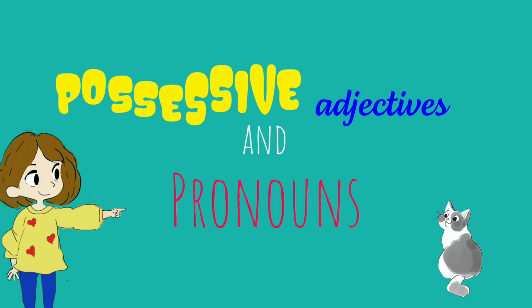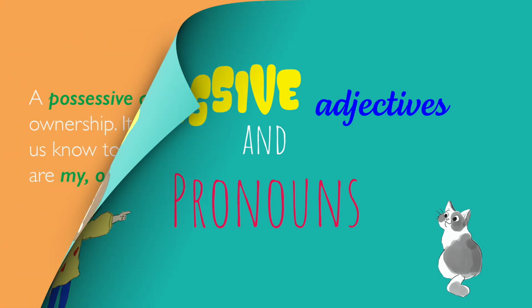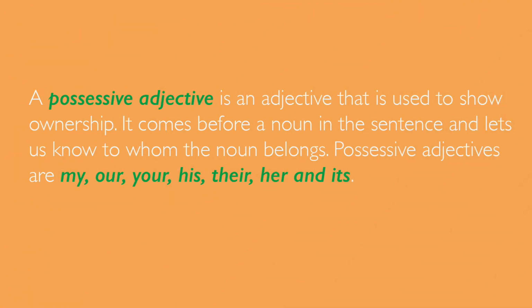Possessive adjectives and possessive pronouns. A possessive adjective is an adjective that is used to show ownership. It comes before a noun in the sentence and lets us know to whom the noun belongs. Possessive adjectives are my, our, your, his, their, her, and its.